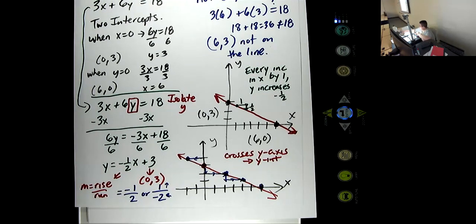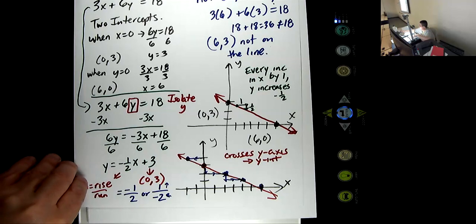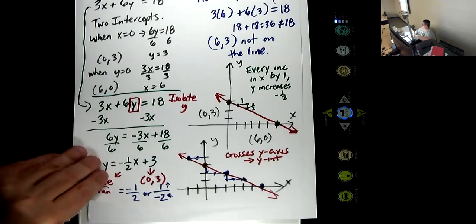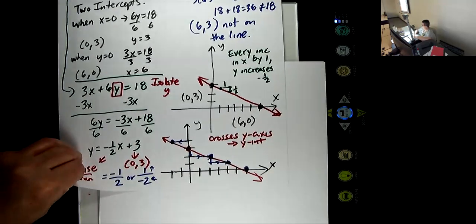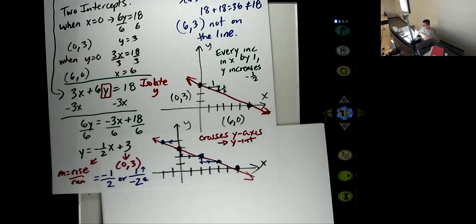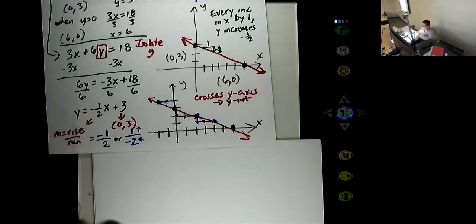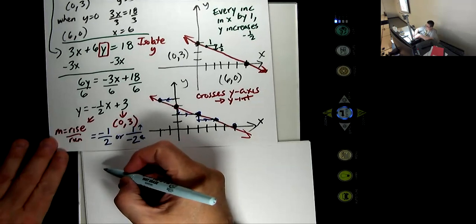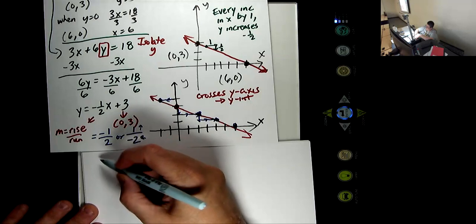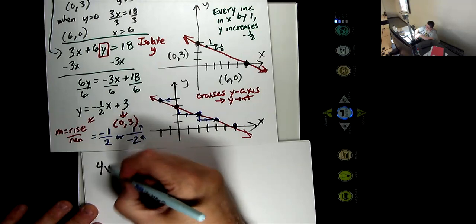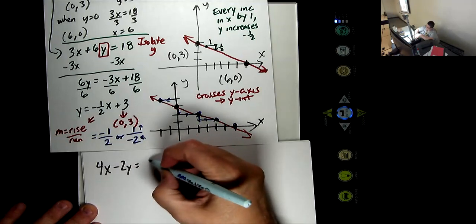I'll give you guys one to try. So try doing the following one, both ways, as intercepts and the slope intercept form. 4x minus 2y equals 8. Try doing that one both ways.